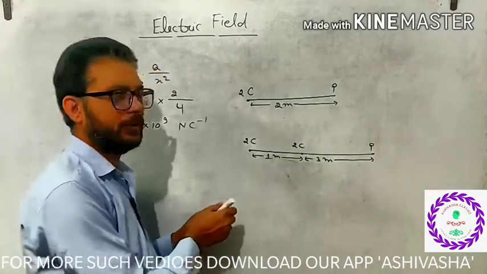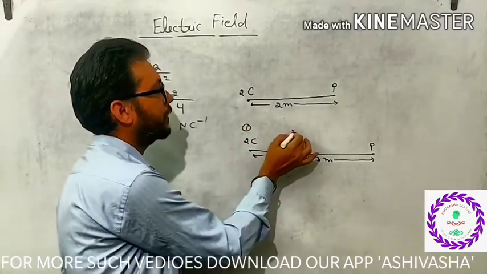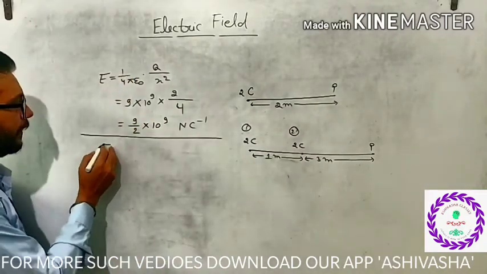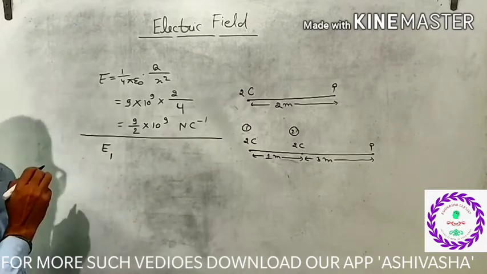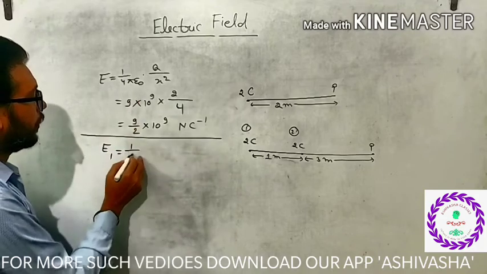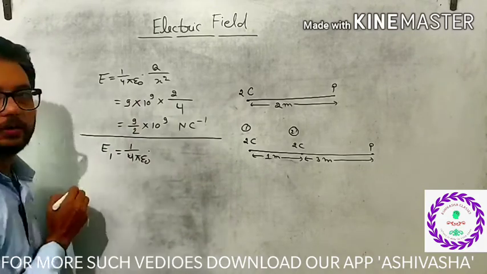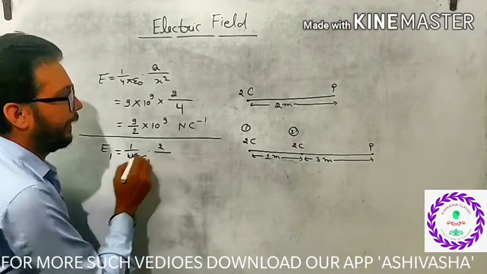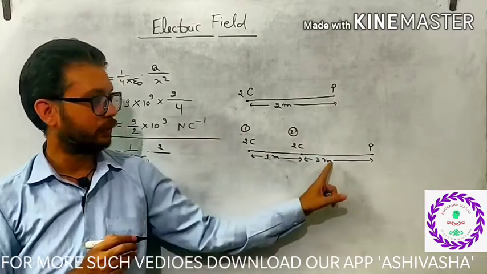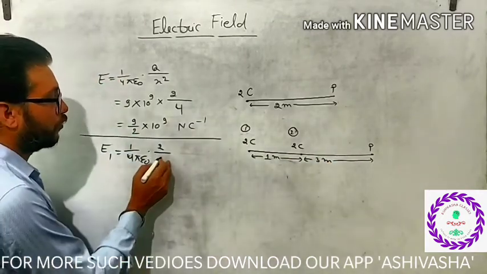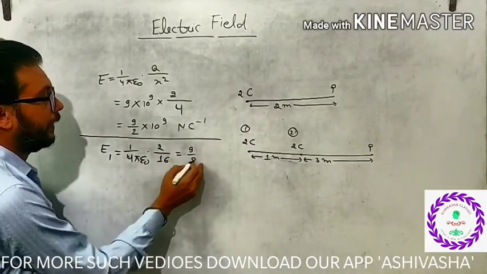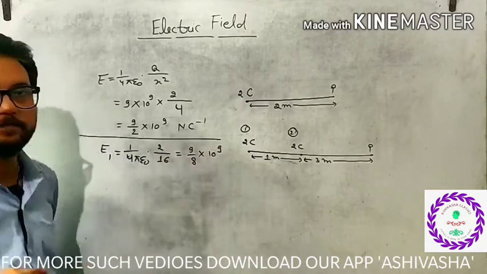So firstly, let's suppose this is the first charge and this is the second charge. We have to find the electric field due to charge 1, that is E1. Applying the formula, 1 upon 4 pi epsilon naught times Q, Q is 2, and x square. So what is x? x is the distance from charge to point. So this is 3, this is 1, it means 4. So 4 square is 16. So it will be 9 by 8 into 10 to power 9.